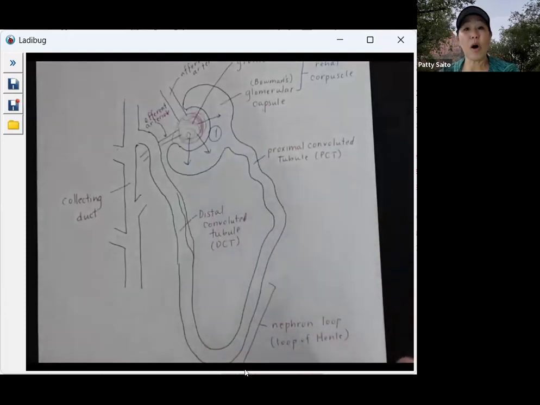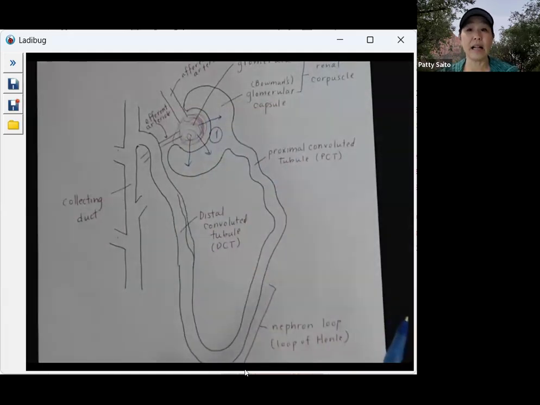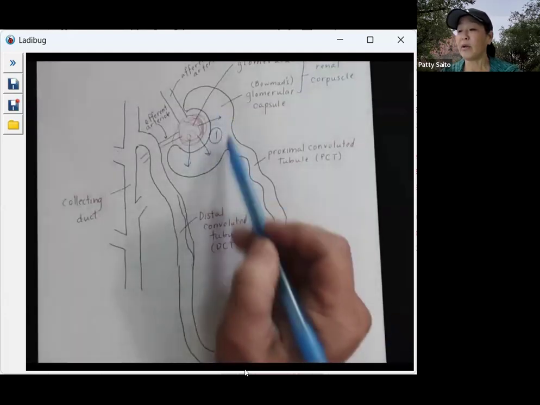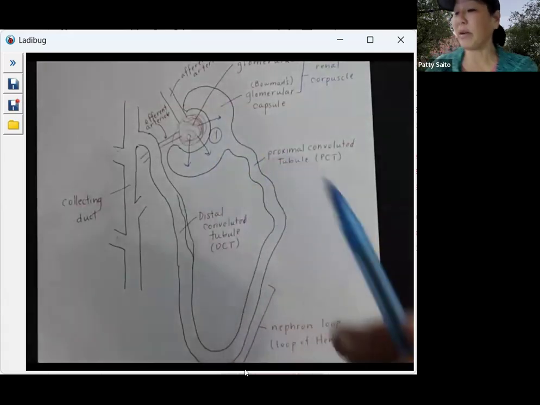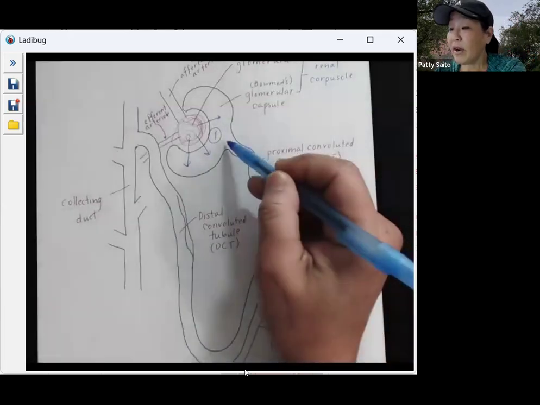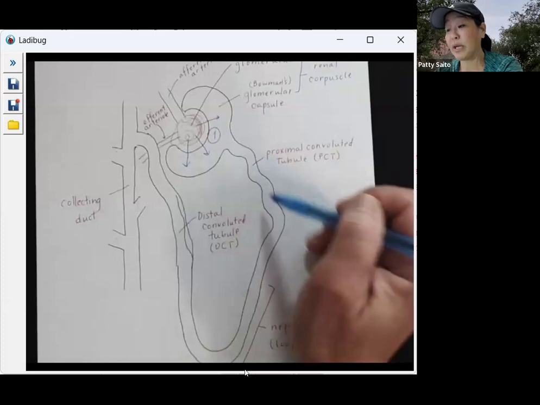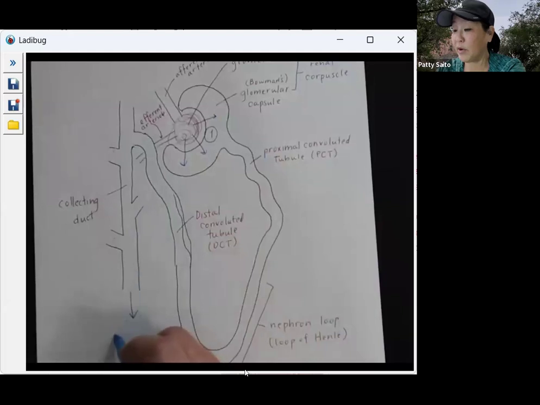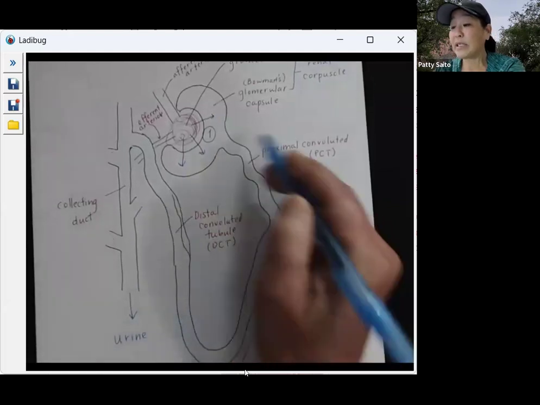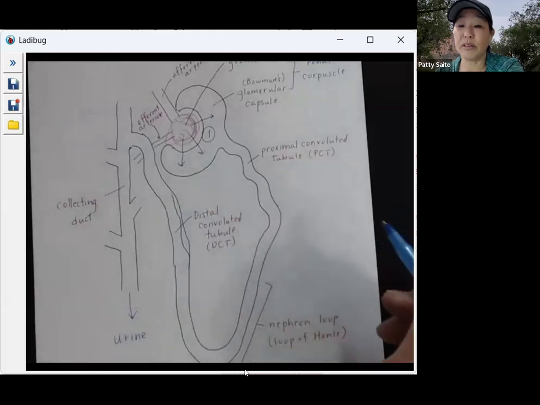So a bunch of stuff is pushed across. What kind of stuff? Small things. Large molecules stay in the blood, like cells and proteins. Those are too big to pass across into the glomerular capsule. But small stuff like water, glucose, amino acids, certain ions, lots of stuff is going to be pushed into the glomerular capsule. From here, the filtrate, what's going to be urine, as it makes its way out, is going to be urine. But it gets modified as it moves through these tubules.